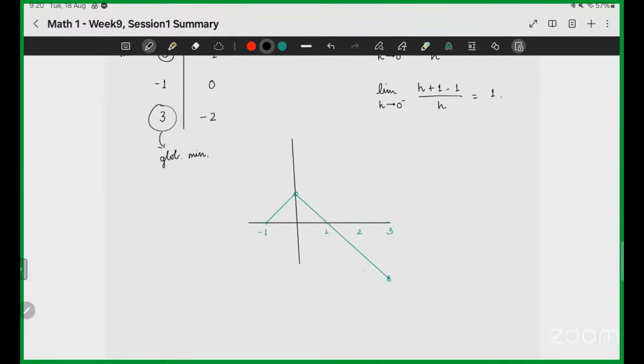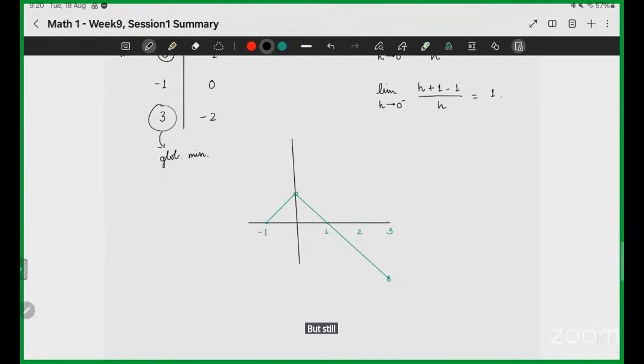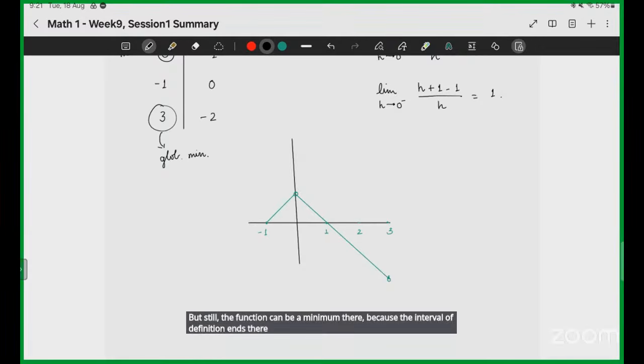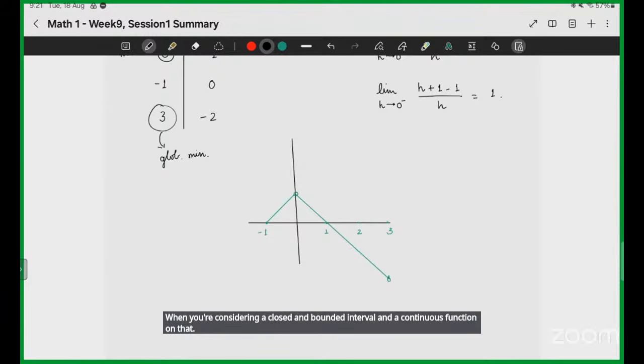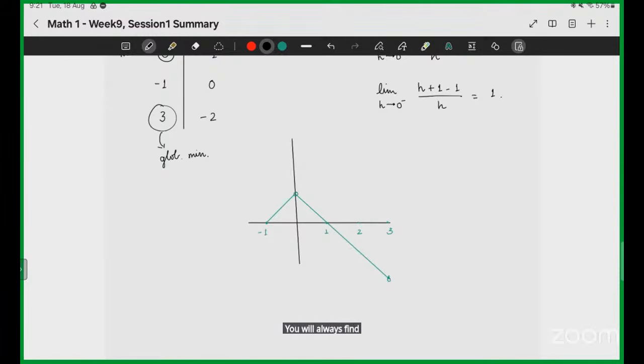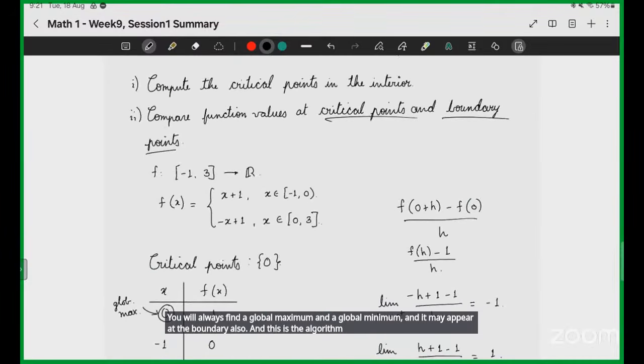Even if you look at something like a one-sided derivative, you will see that at the boundary point it is not vanishing, but still the function can be a minimum there because the interval of definition ends there. A boundary point can be a minimum point. So when you're considering a closed and bounded interval and a continuous function on that, you will always find a global maximum and a global minimum, and it may appear at the boundary also. And this is the algorithm to do that. Is this clear?